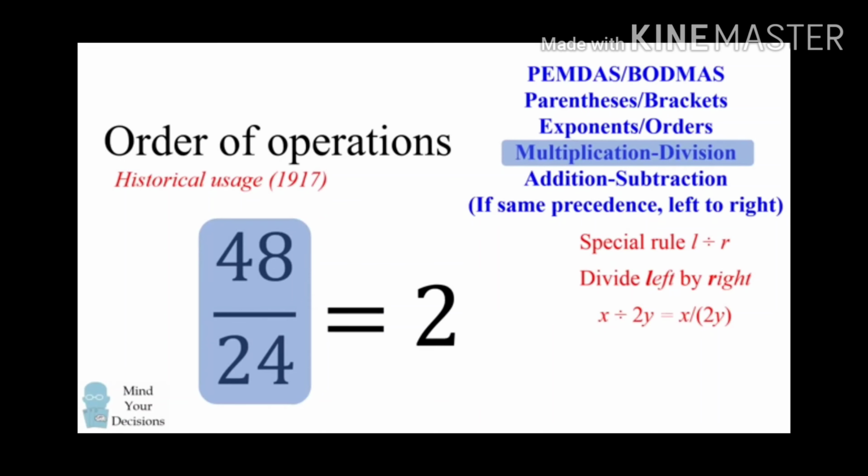Nowadays, we don't use this, and you can see that calculators don't evaluate the expression this way. So the correct answer under the modern interpretation is 288. Did you get that answer?